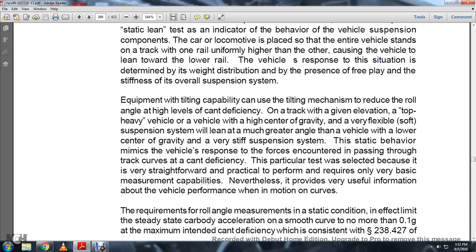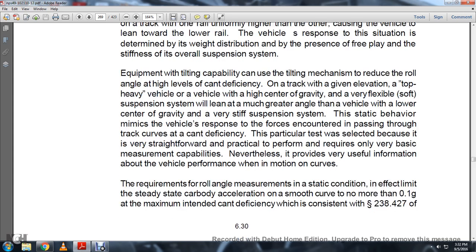The static behavior mimics the vehicle's response to the forces encountered when passing through a track curve with cant deficiency. This particular test was selected because it is very straightforward and practical, requiring only very basic measurement capabilities. Nevertheless, it provides very useful information about vehicle performance in curves.